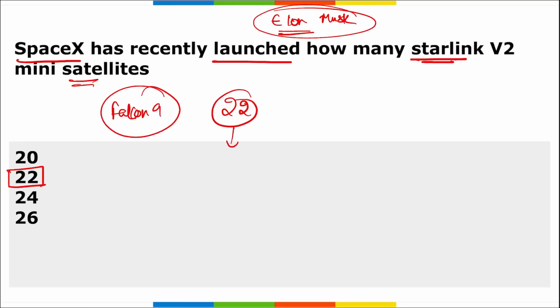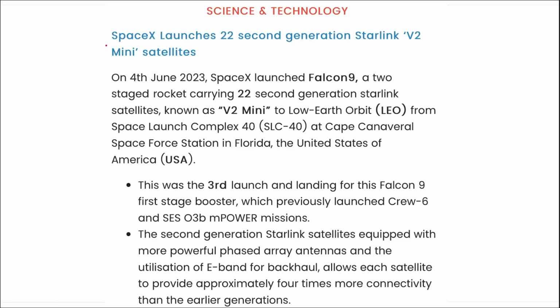These satellites are placed where? They are placed in LEO, that is low Earth orbit. They were launched from Cape Canaveral Space Force Station in Florida, USA. And this was the third launch and landing for this Falcon 9 first stage booster. Here you can see SpaceX has launched 22 V2 mini satellites to LEO using Falcon 9, and these satellites are of Starlink.